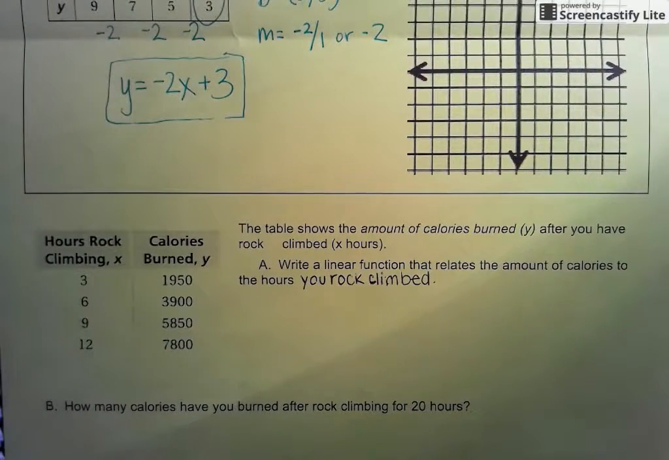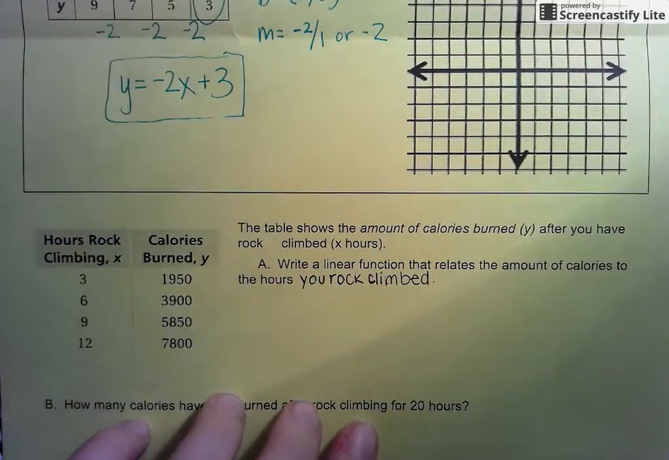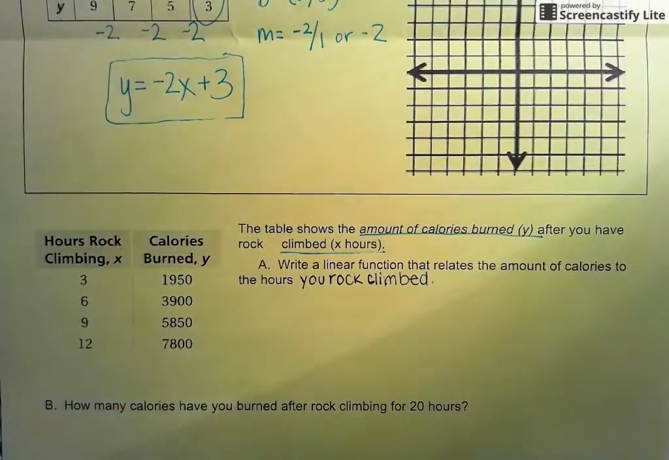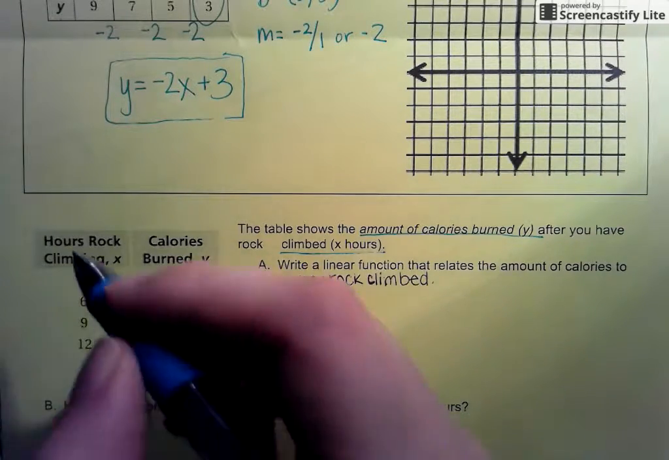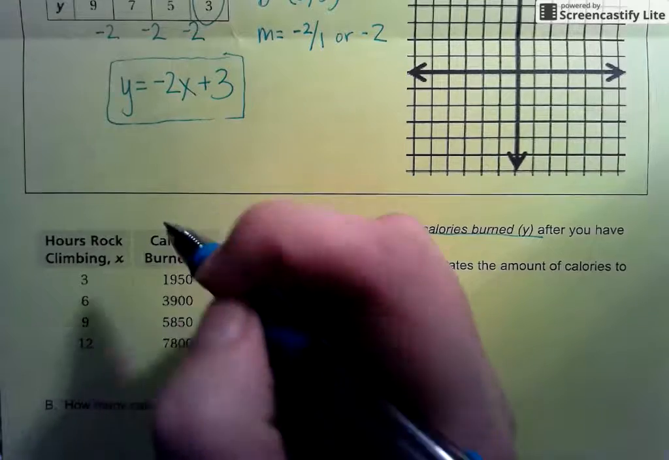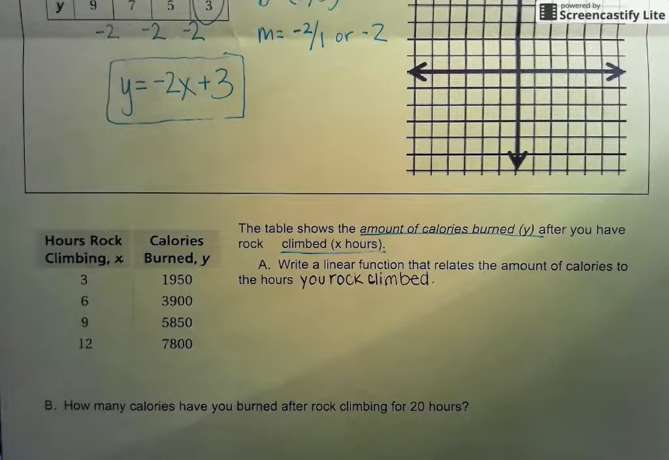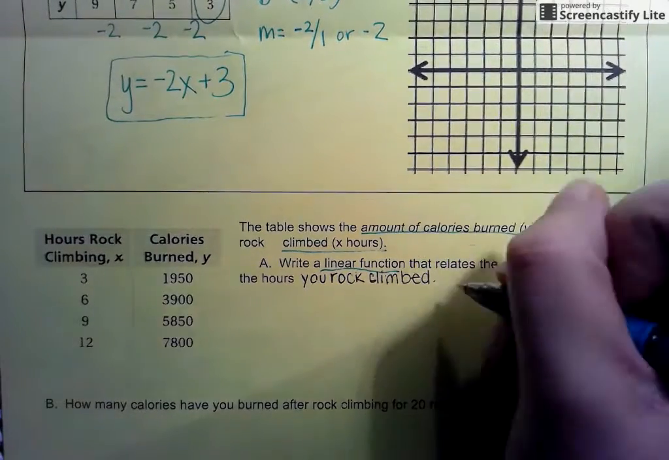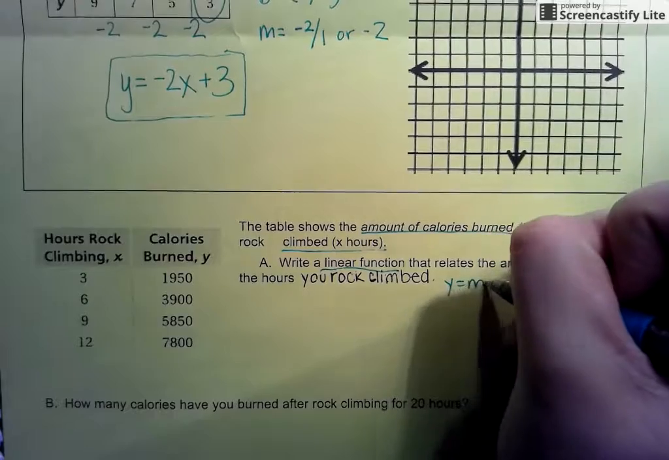So the table shows the amount of calories burned y after you have rock climbed x hours. I always like to write what our x value is and what our y value is, or underline at least, what that is. So my x is the hours climbed and my y is my calories burned. So it's listed there. Now it says write a linear function. And anytime you see the word linear function, it wants it to be in y equals mx plus b.